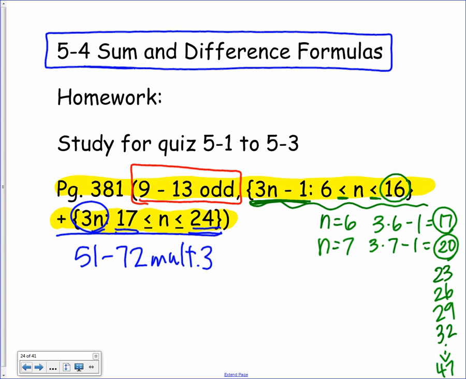All right. So hopefully you've put away your warm-up, you can put away your scavenger hunt, you can put away your homework, and you've got out a piece of paper for sum and difference formula notes. Okay?